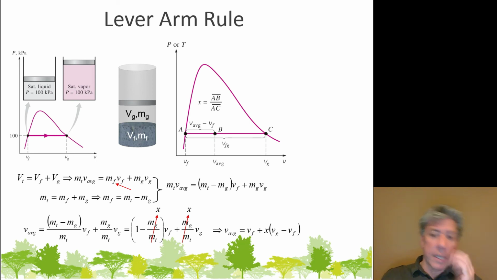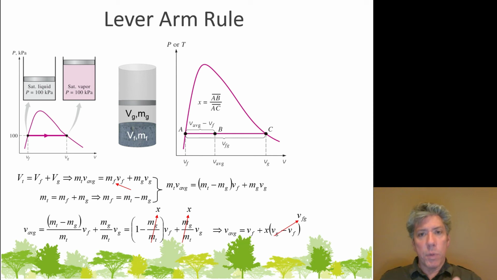Now you can say, well, wait a second, that doesn't make sense. How would I know, say, the quality? Well, I would have to give it to you, or I'd have to give you average specific volume and tell you to calculate quality. You can work this equation back and forth. But the point is that VF and VG are just properties of that particular chemical substance, in this particular case water, and you can look those up in the back of the book.